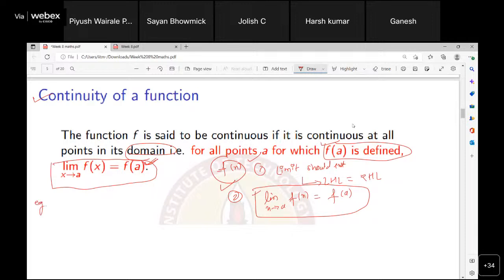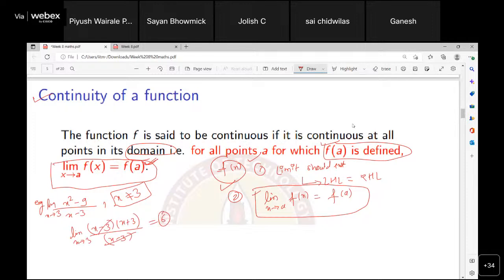For example, I take this function x square minus 9 upon x minus 3, limit x tends to 3. Now tell me, is this a continuous function or not? It is not continuous, because this function is not defined when x equals 3. But the limit exists. I can write it as x minus 3 times x plus 3, so I can cancel out x minus 3, and we get 6.